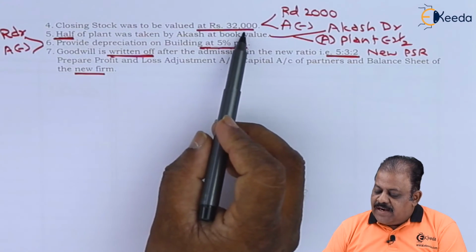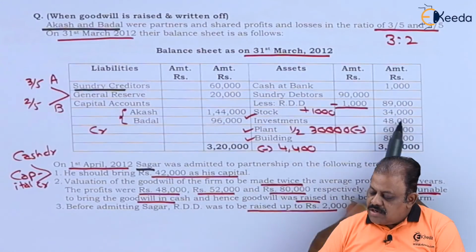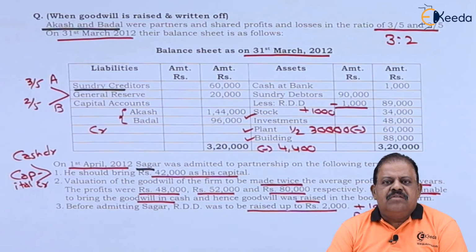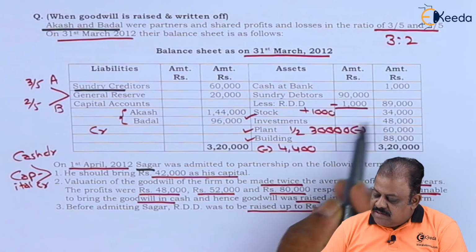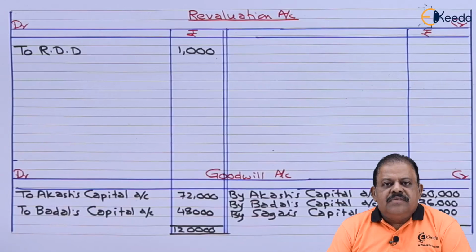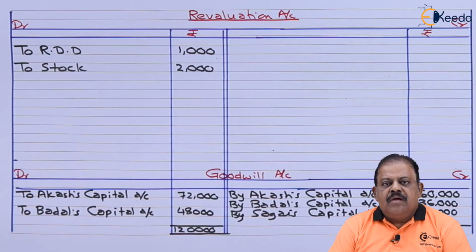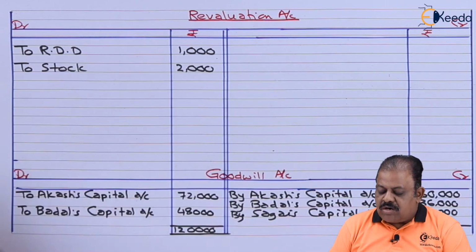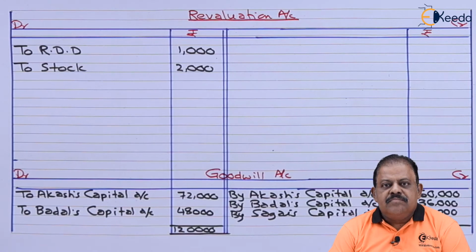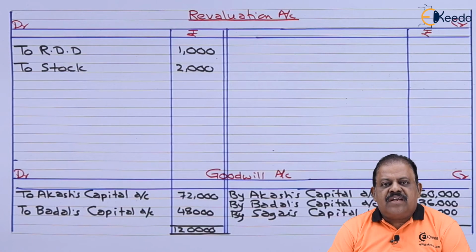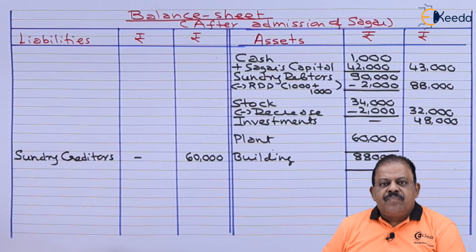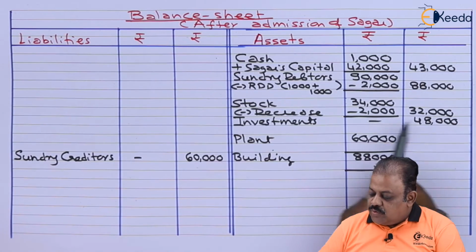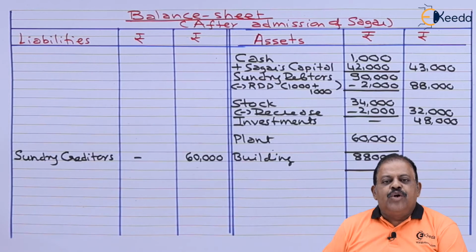Closing stock is valued at 32,000. Stock we have 34,000, revalued at 32,000. That means there is a reduction of 2,000. This will have one effect to the debit of revaluation account: revaluation account debit to stock 2,000. This will have another effect in the balance sheet. Opening balance of stock 34,000 less decrease in stock 2,000, in the outer column 32,000.